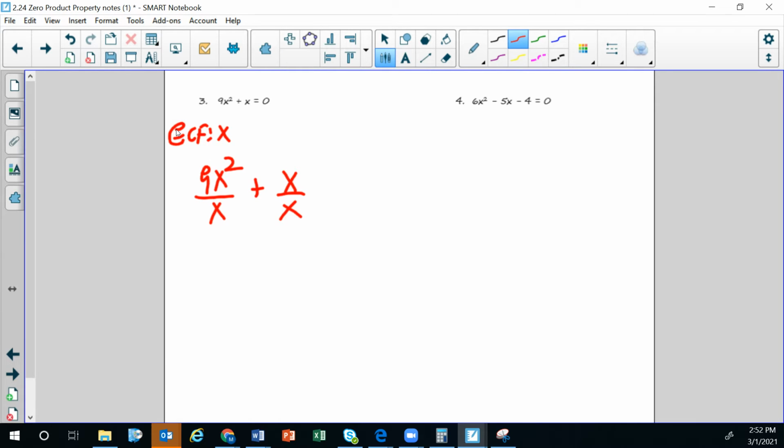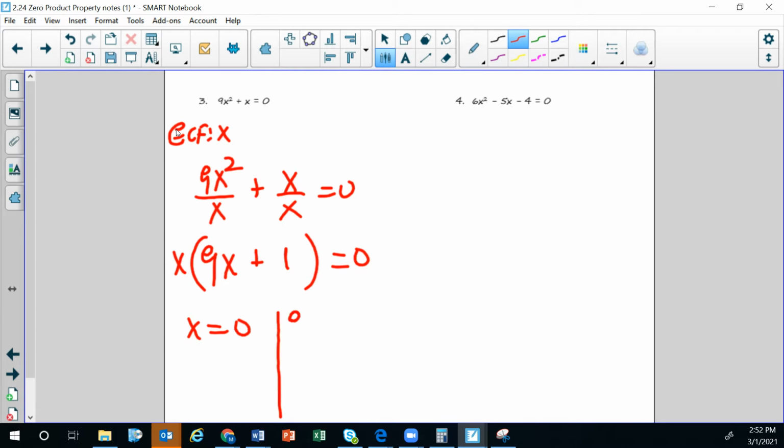We're dividing each term by the GCF. Now, 9x squared divided by x is just 9x, plus x divided by x is just 1. And so the factors are x times 9x plus 1. Of course, this is set to 0. And so I'm going to set each factor to 0. The first one is going to be x is equal to 0. So that's already solved. x equals 0 right there. The next one is going to be 9x plus 1 equal to 0.